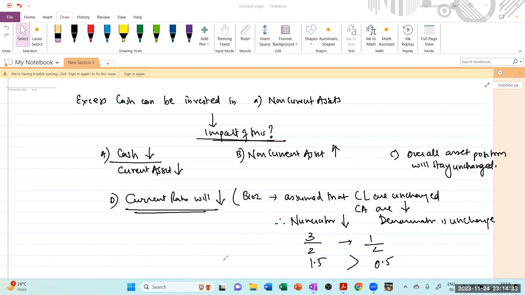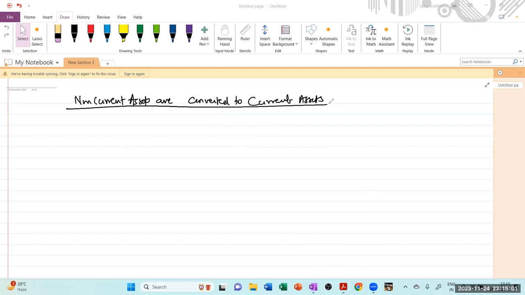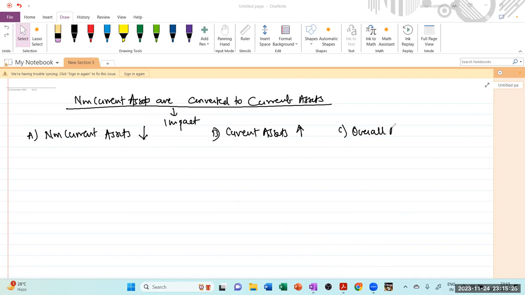Right, guys? Now, let's take the exact opposite statement. When non-current assets are converted to current assets. Kindly take a screenshot. Now, what is the impact of this? As you guessed it correctly, your non-current assets will reduce. What will happen to your current assets? They will increase. What will happen to your overall asset position? It will stay unchanged.